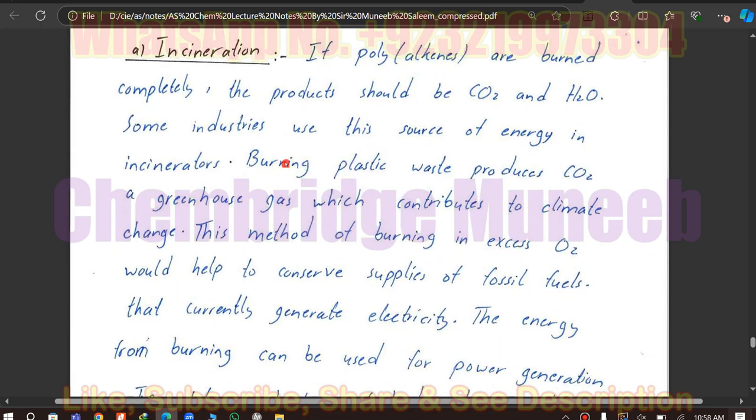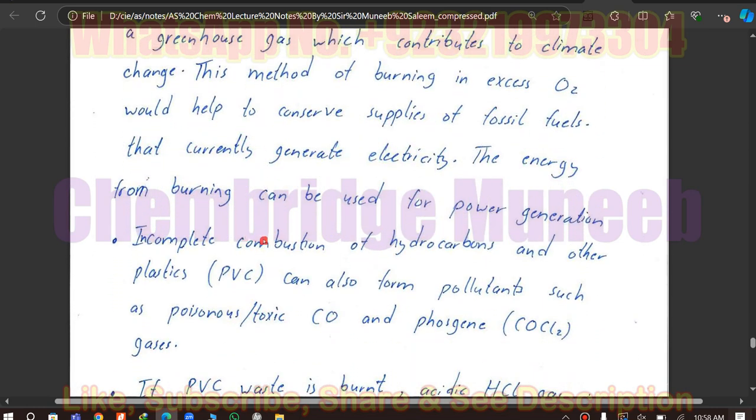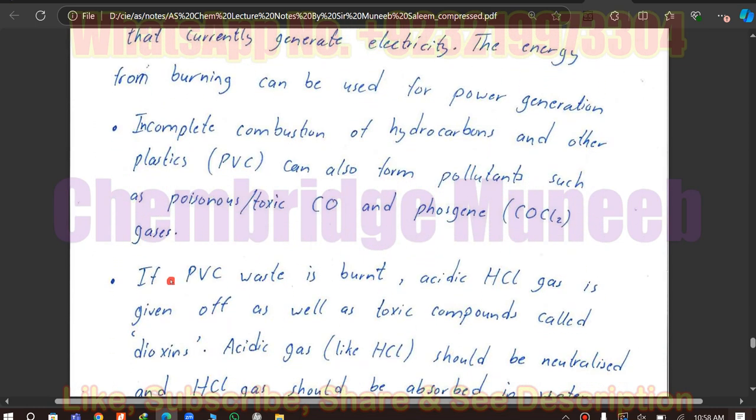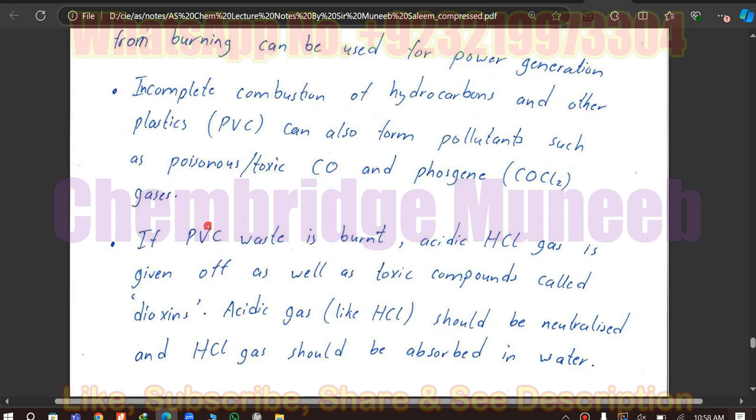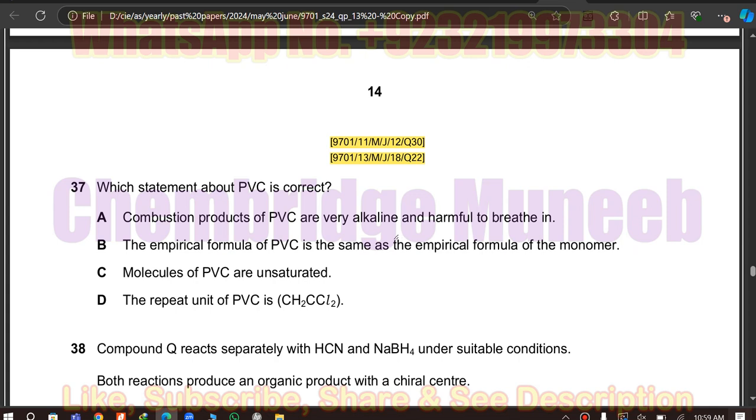Within this incineration, we can find that if PVC waste is burned, acidic HCl gas is given off, as well as toxic compounds called dioxins. So what we see here is that when PVC is burned, we are getting acidic HCl gas. However, in our question it says alkaline gas, so this part is incorrect, whereas the other part, harmful to breathe in, is correct because it is a dioxin, so we cannot breathe it. That is harmful. So this option A becomes incorrect.